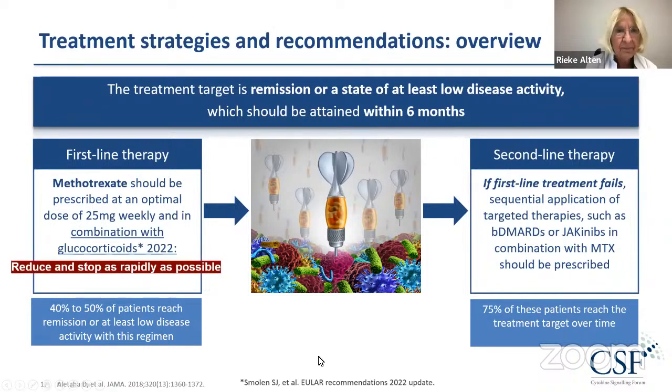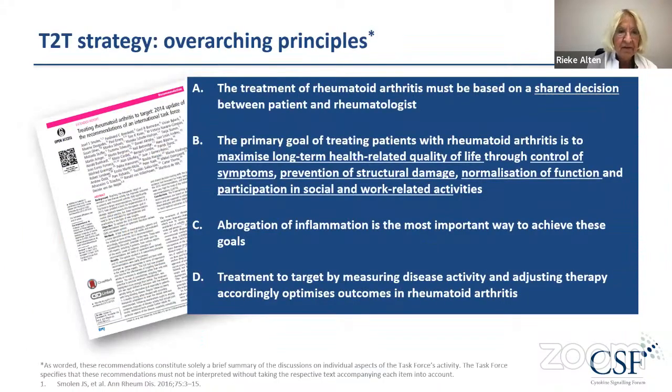So my topic is the treatment strategies and the recommendations overview. The treatment target is remission or a state of at least low disease activity, which should be attained within 6 months. So next slide, please. We know that we have to prescribe methotrexate as the first-line therapy at an optimal dose of 25 milligrams weekly, and also in combination with glucocorticoids in the beginning.